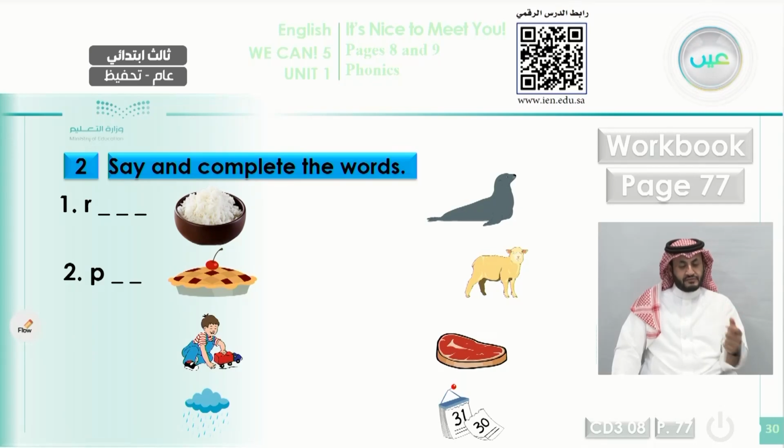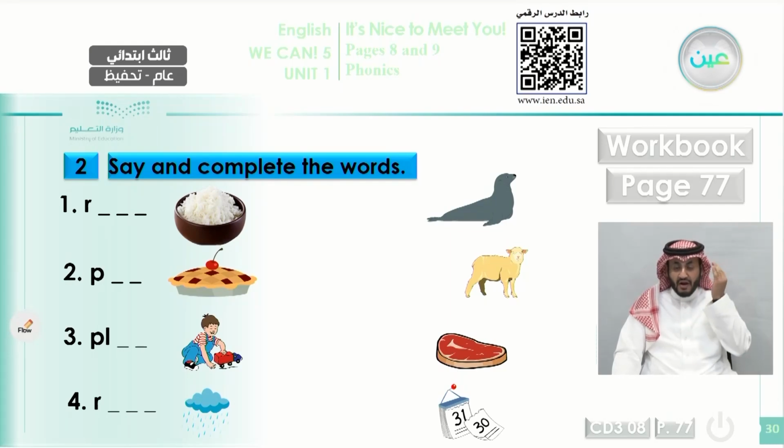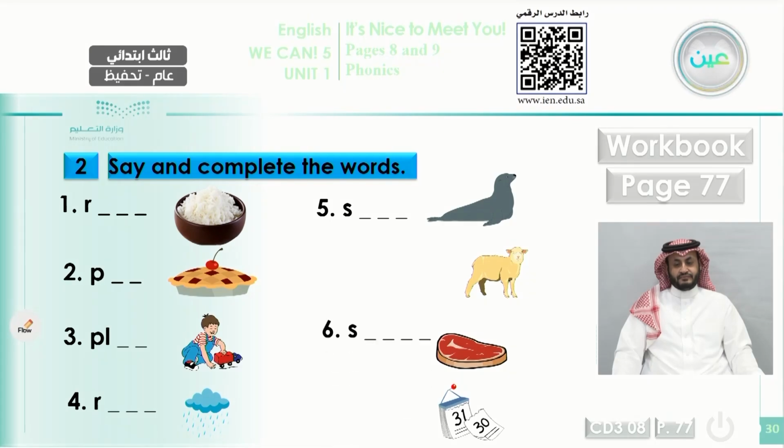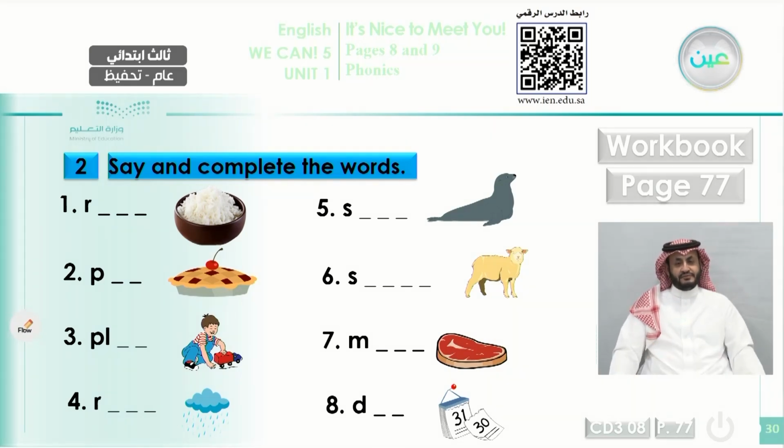This one is rice, and this one is a pie, and this boy is playing, and here you can tell, what is it? It's rainy or rain. And also here we talk about snail. Number 6 is about what? You can tell from the picture. Sheep, that's right. And here number 7 indicates that it is a picture of meat. And number 8 here is about day.